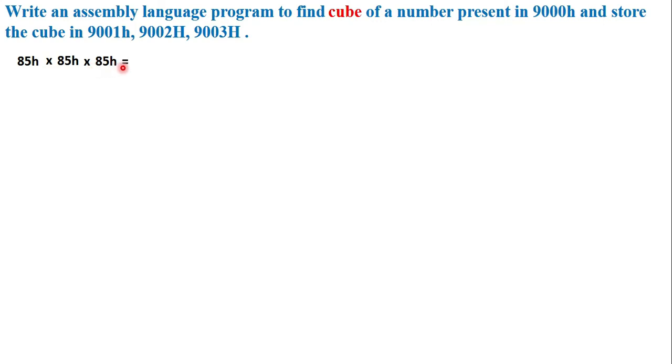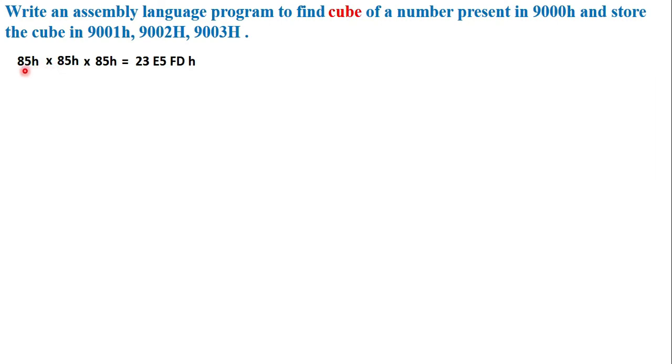So the result will be a 24-bit number, and therefore we need 3 memory locations to store that answer. So the result of 85 cube is 23E5FD hexa. So this is the answer we should finally obtain. Now, how do we normally find a cube? We have to perform multiplication. So the basic operation is multiplication here.